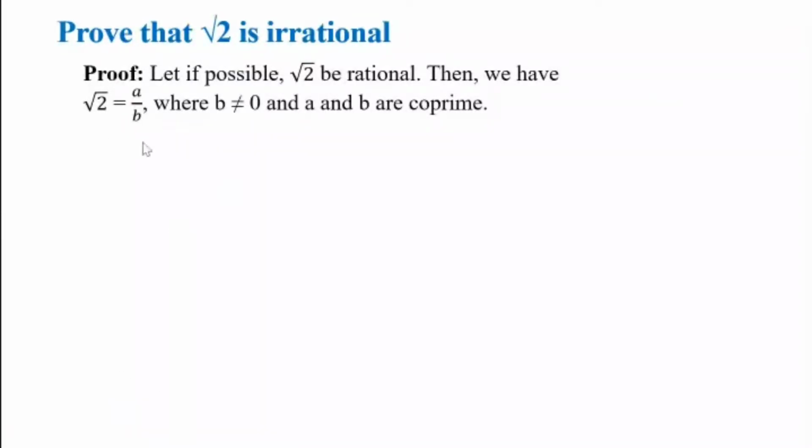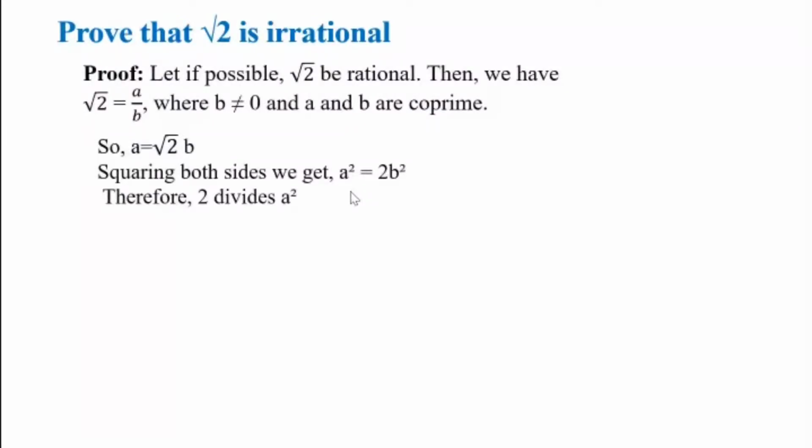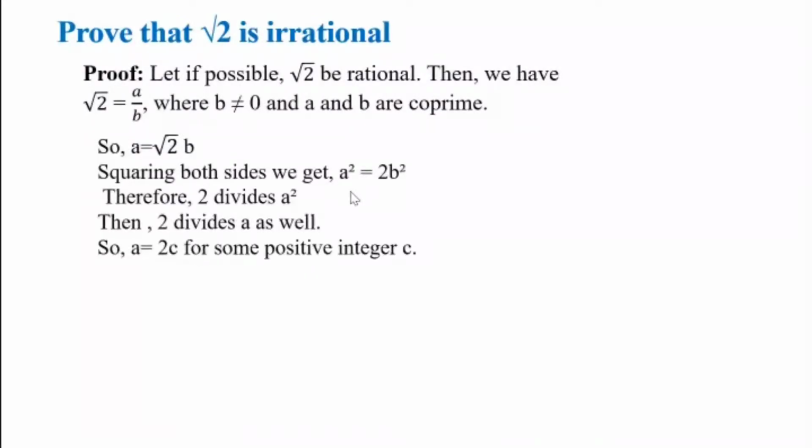So if I take this b to the left hand side, I get a is equal to root 2 b. I square both the sides and I get a square is equal to 2b square. Now, a square is equal to 2b square means that a square is a multiple of 2, or I can say that 2 is a factor of a square. If 2 divides a square, it will divide a also. So that means that 2 is a factor of a. So I can say that a can be written as 2c, where c is some positive integer.